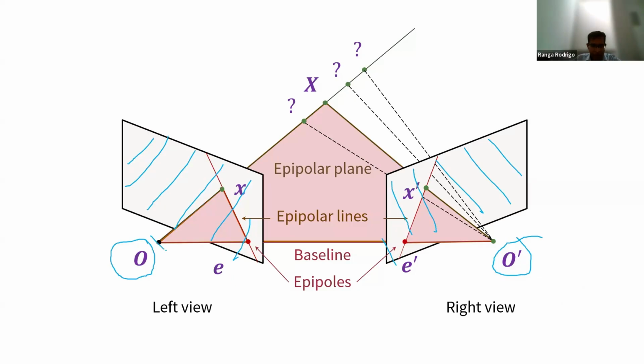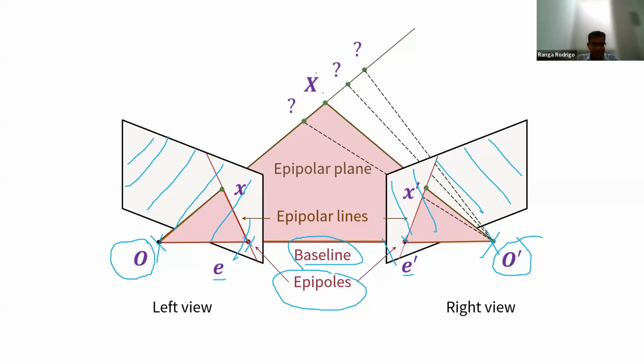The line joining the two camera centers we call the baseline. That is actually the line joining our two eyes. For human beings, the baseline is about 5 centimeters, the distance between the two eyes. The baseline cuts the image plane at 2 points, the first image and the second image. We call them epipoles.